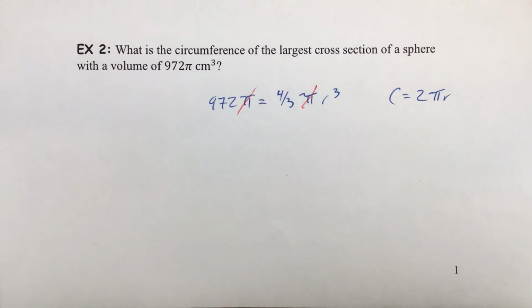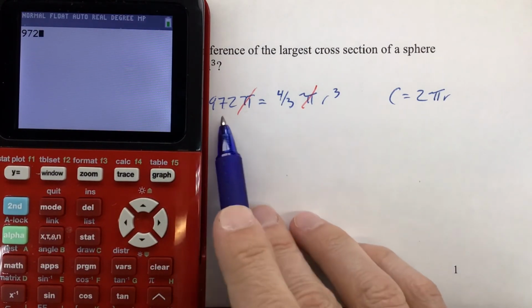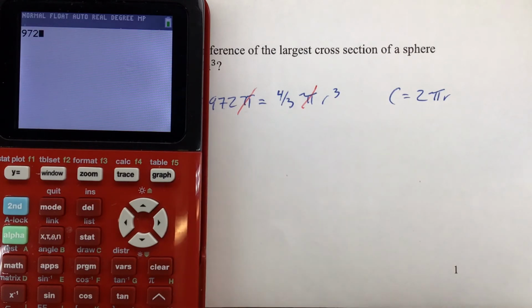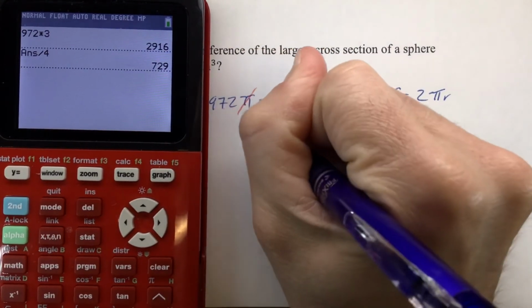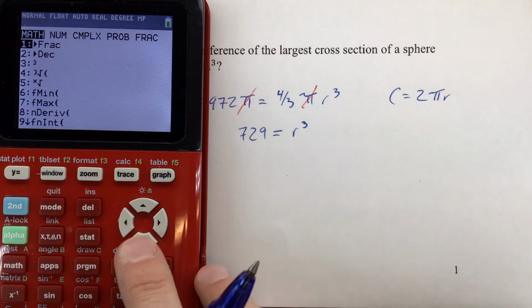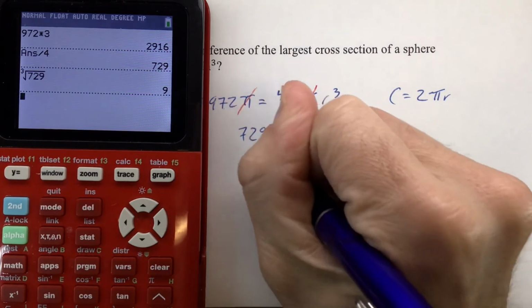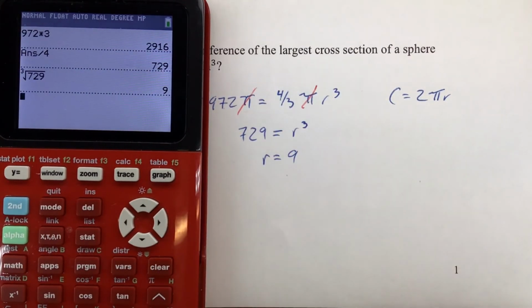In which case I'm gonna use a calculator because I can't do that as mental math. So I'm gonna take 972, multiply that by 3, divide it by 4, which will give me 729. So 729 is going to be equal to the radius cubed. So cube root it, and you get 9. The radius is equal to 9.